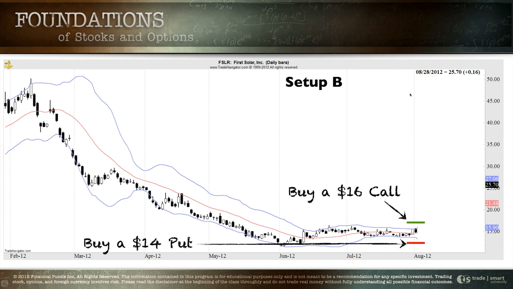Now, here's the alternate way. This is setup B, as I'm calling it. This would be the strangle. This is specifically an option strategy.